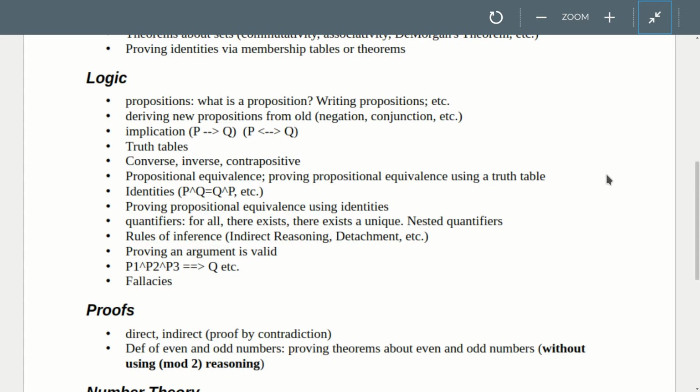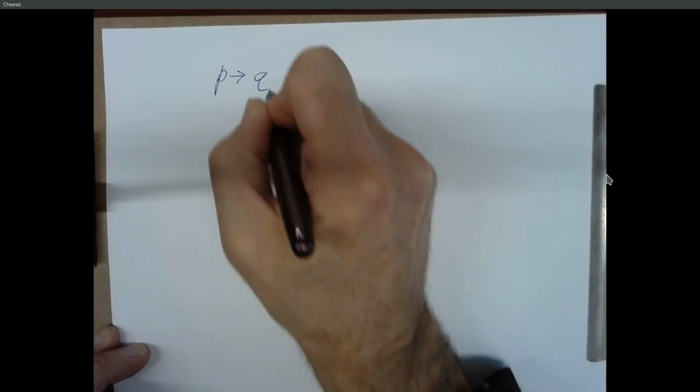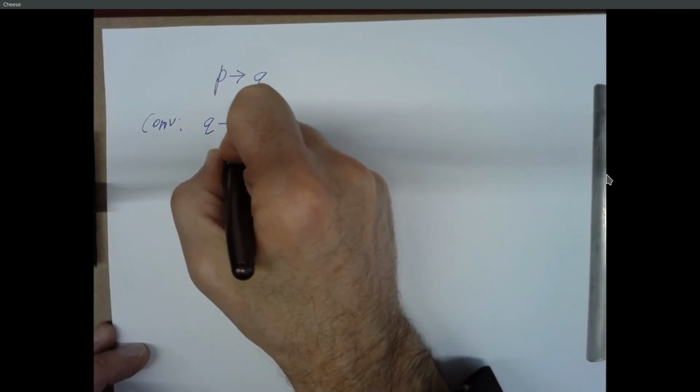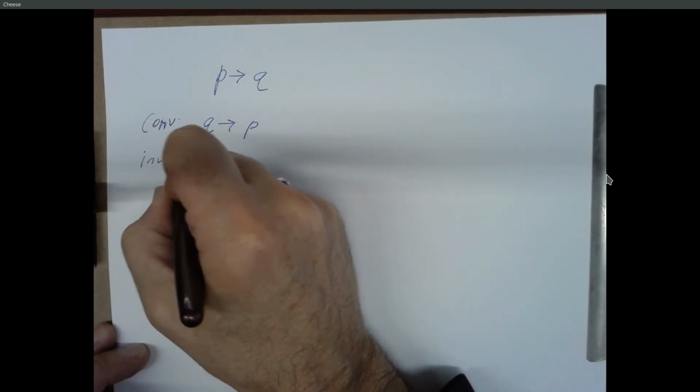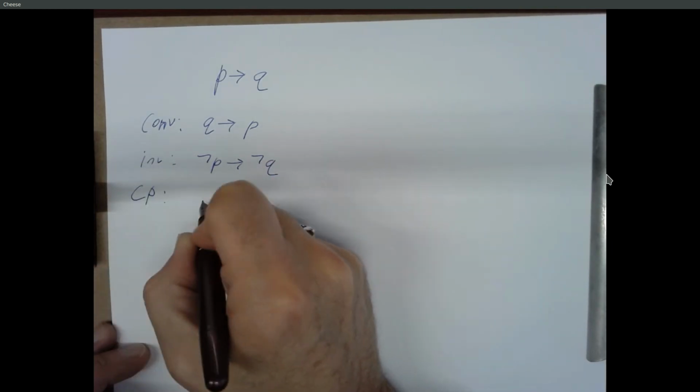Truth tables, you should know how to write a truth table. That's good old 250 stuff. Make sure you know what the converse and the inverse and the contrapositive are. It's worth points. Okay. Here's a statement. Converse flips them around. Inverse just negates them. Contrapositive does both.